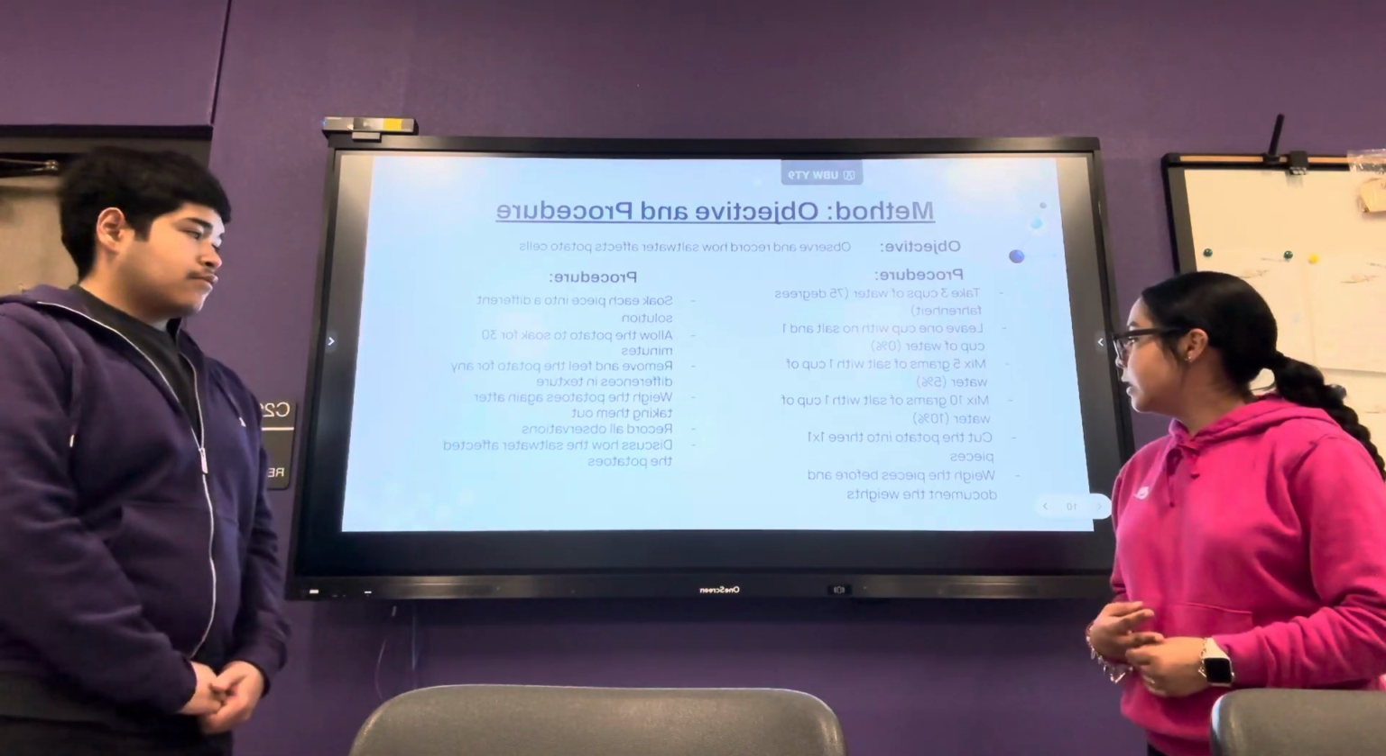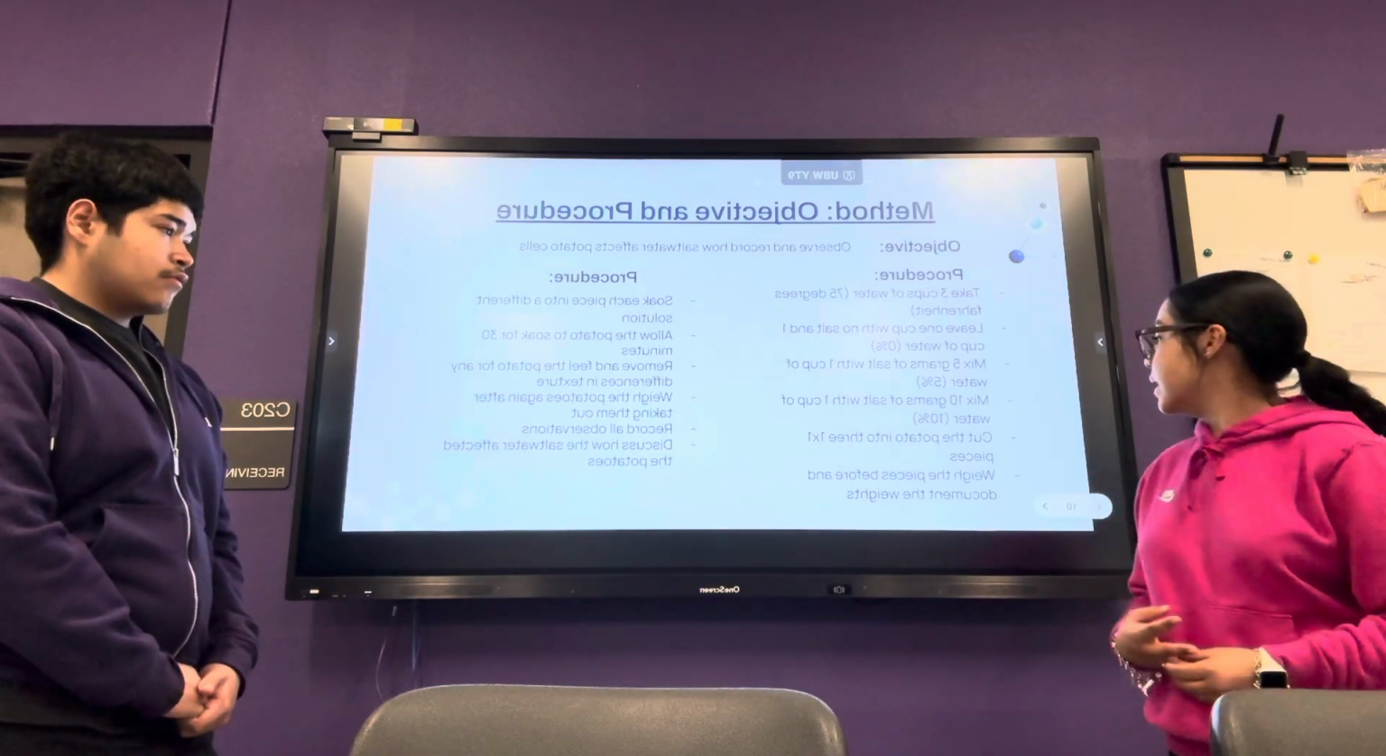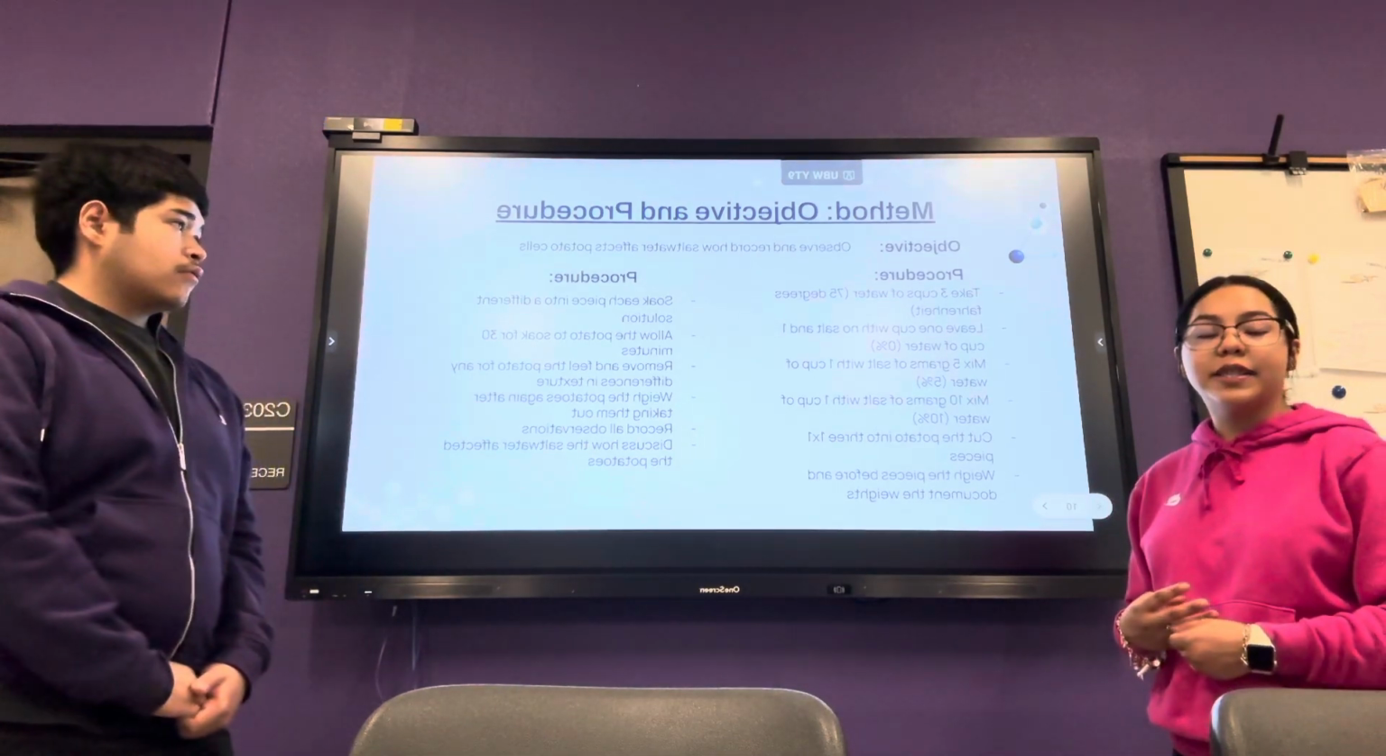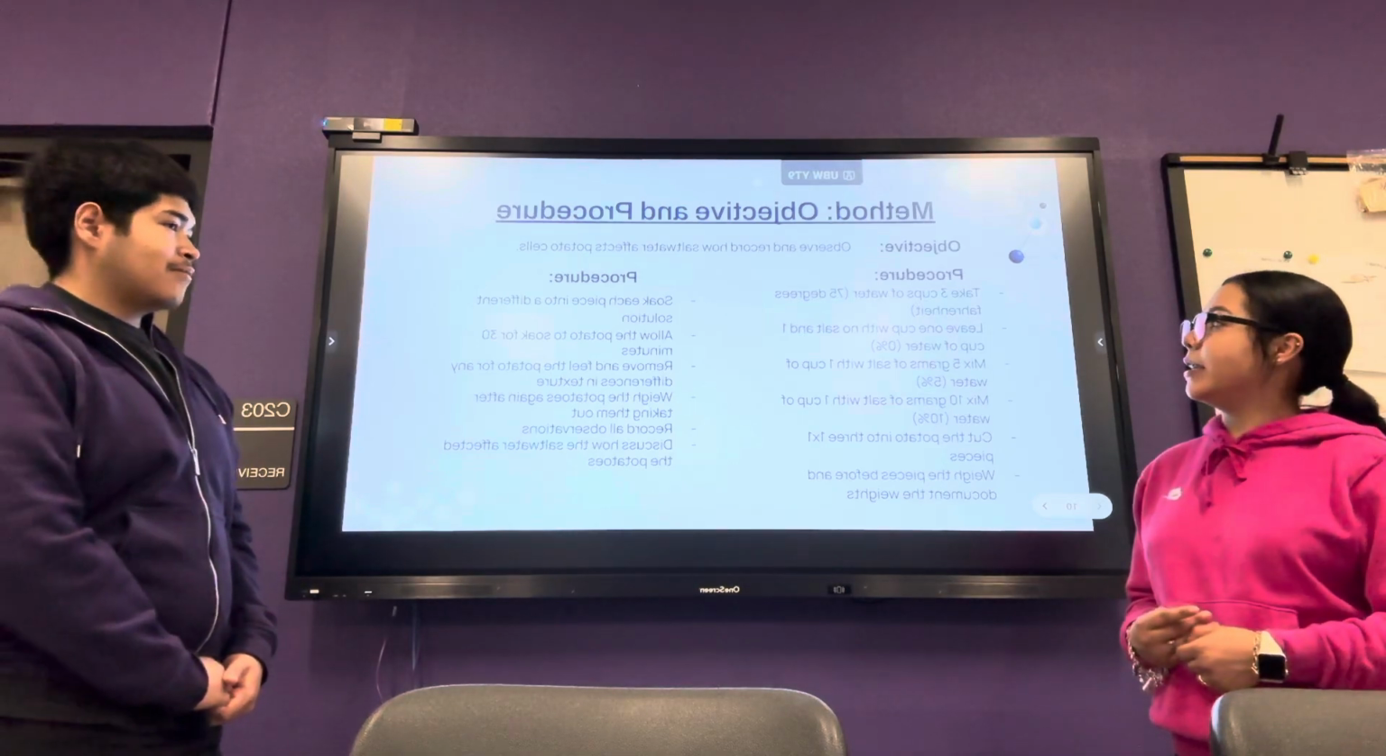We cut the potato into 3 pieces, 1 inch by 1 inch, and weighed the pieces before, documenting the weights. All of the potatoes were the exact same weight at 12 grams each.